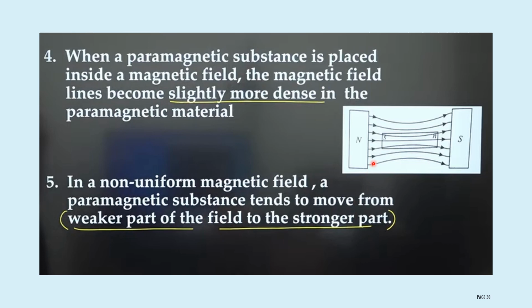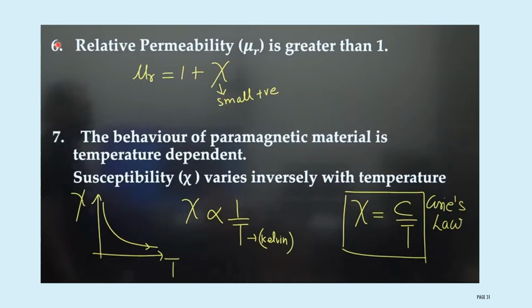In the case of a paramagnetic material, because of the small induced magnetic dipole, if you place a paramagnetic material in a non-uniform magnetic field, then the paramagnetic substance tends to move from the weaker part of the field to the stronger part. Next property, sixth one, relative permeability mu r is greater than 1. You know the formula, mu r is 1 plus zeta. In a paramagnetic material, zeta is small and positive. Therefore, relative permeability will be greater than 1.